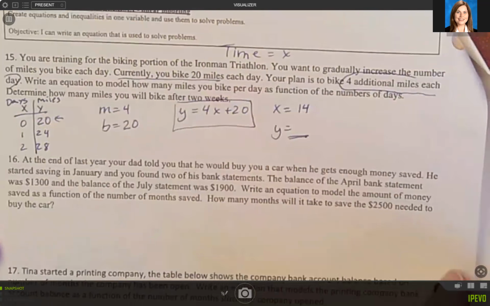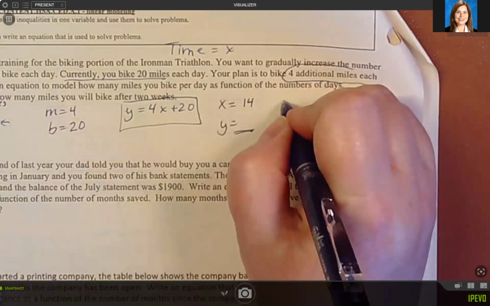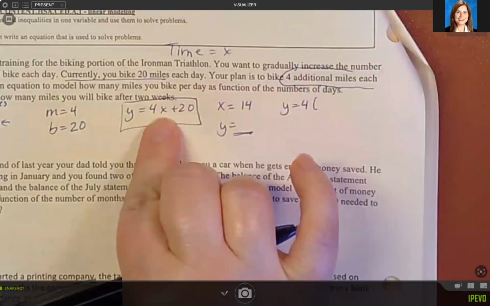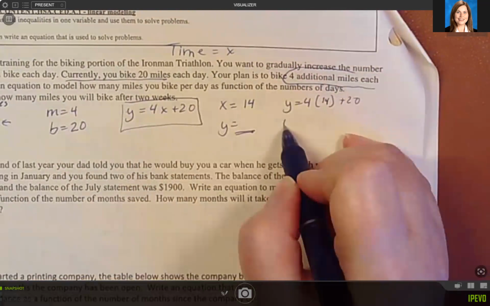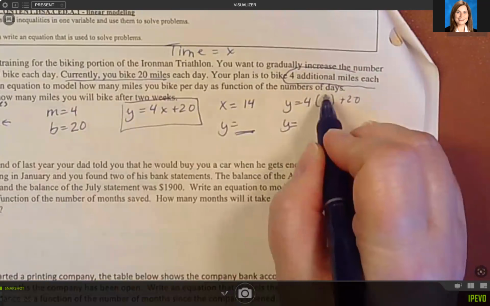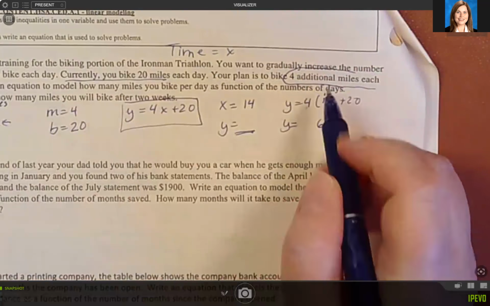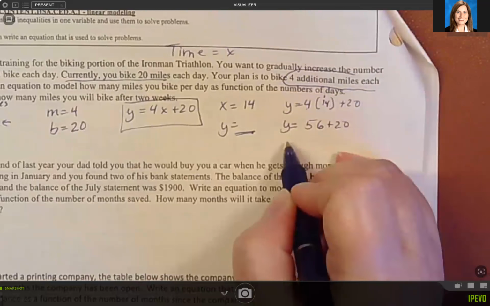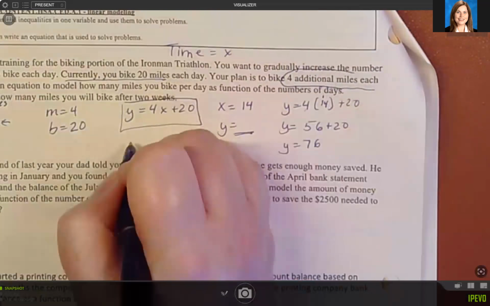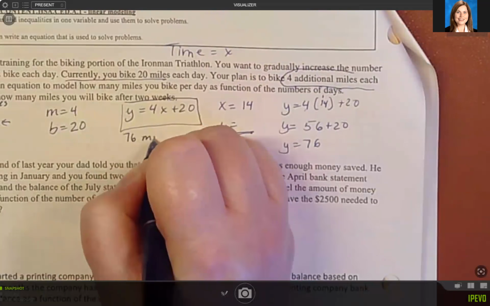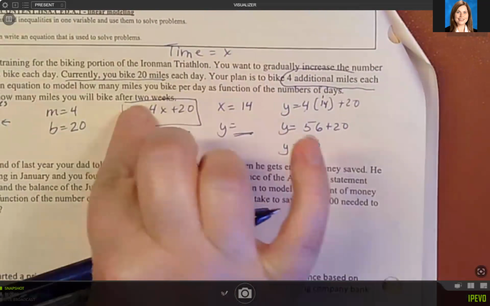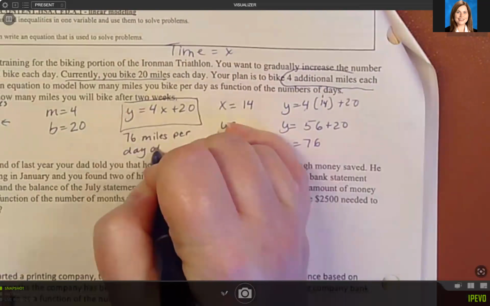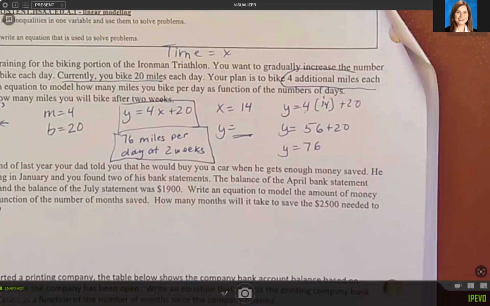So we'll go ahead and substitute that in. x is 14, so y is equal to 4 times 14 plus 20. Okay, so y is equal to 4 times 4 is 16. Write the 6, carry the 1. 4 times 1 is 4, plus the 1 we carried is 5. So y is equal to 76 miles. So 76 miles per day after 2 weeks, because we're assuming that they're increasing the number of miles each day.